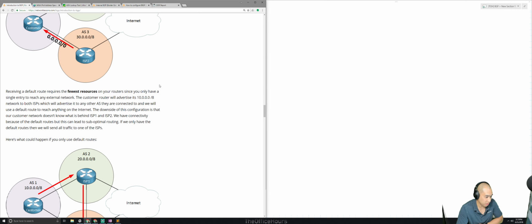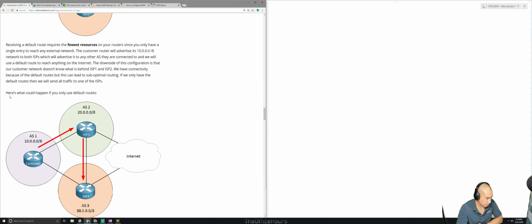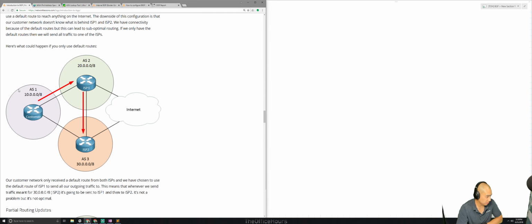The downside of this configuration is that our customer network doesn't know what's behind ISP 1 and 2. We have connectivity because of their default routes, but this can lead to suboptimal routing. If we only have the default routes, then we will send all the traffic to one of the ISPs. Here's what's going to happen if you only use default routes.